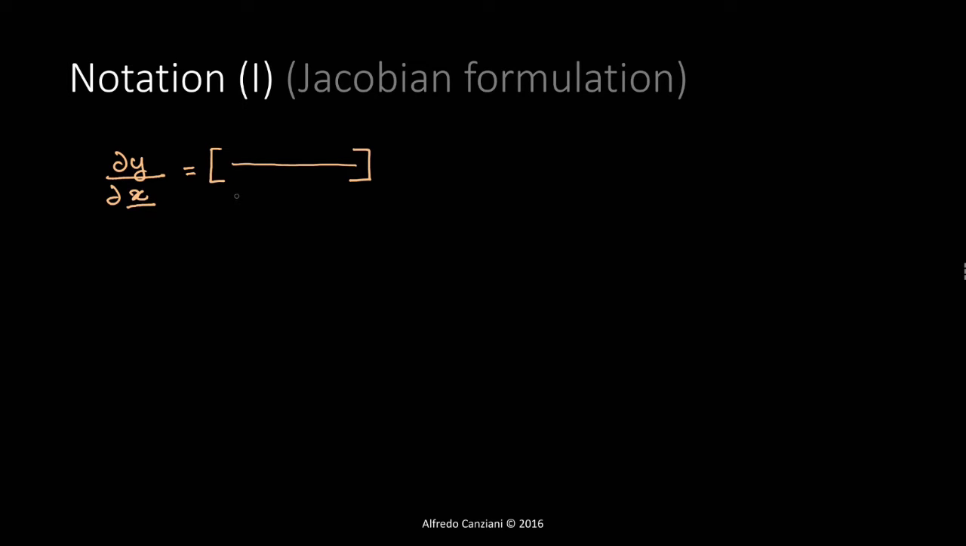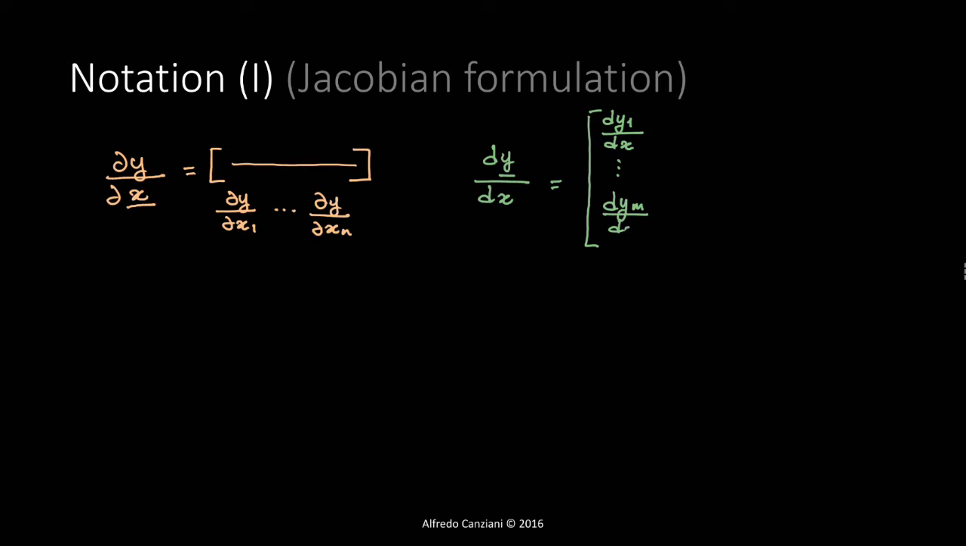Where each component is going to be simply the y in the x1, up to the last one, the y scalar on the xn. If we have instead dy vector in dx, so it's only variable, which is a scalar on the denominator, this is going to be equal to the column vector of the derivatives of the components. So we have dy1 in the x and down until the last one, which is going to be dym in the x.